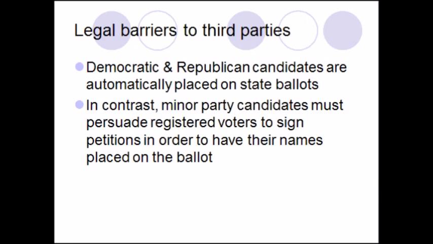There are legal barriers to third parties. They're not automatically placed on a ballot, just like the Democrats and Republicans are. So you may be thinking, why don't we change this system? Well, who would change it? The Democrats and the Republicans. Why would they want to devalue their power? As long as the Democrats and Republicans are in power at the state and national level, they will continue to pass laws which favor the two-party system, and will pass laws making it difficult for new parties to develop.